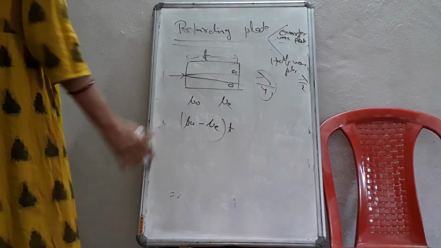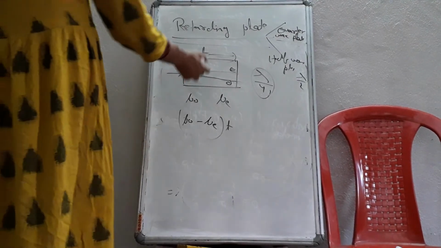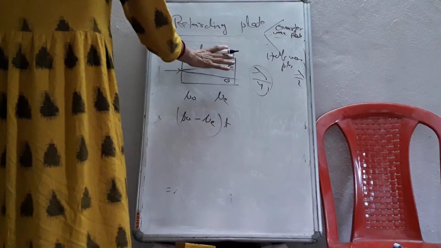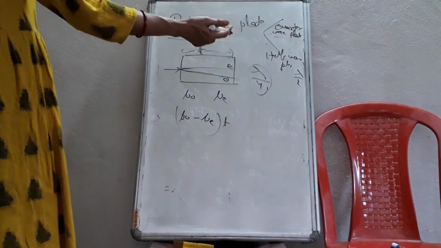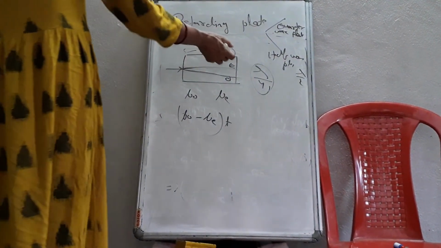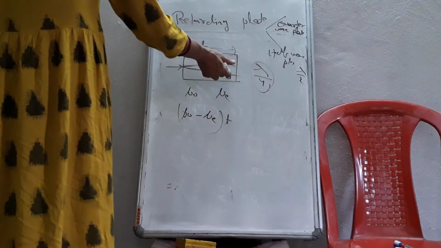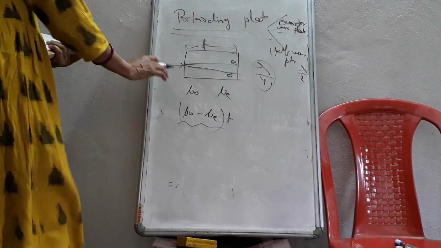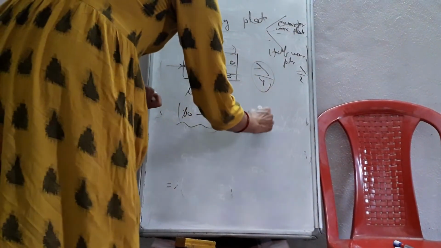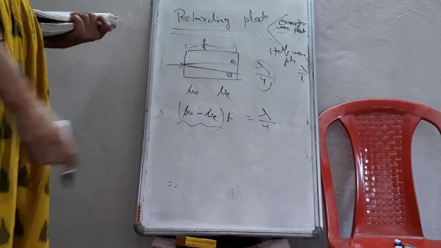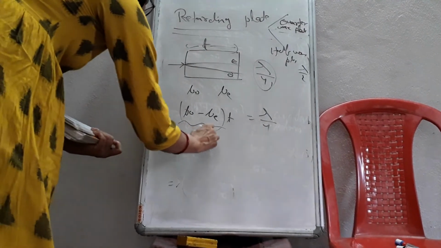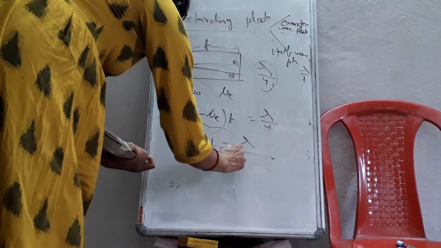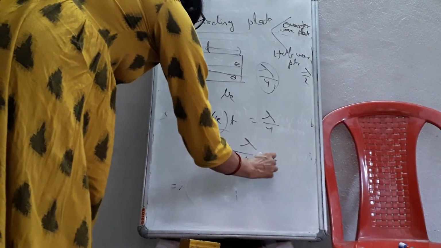Because in case of calcite, mu O is greater than mu E. So the extraordinary ray, how much will it cover? The actual distance is T. But the optical distance covered by the extraordinary ray is mu E into T, and the ordinary will cover mu O into T. So this is the path difference. The path difference should be equal to lambda by 4 for a quarter wave plate. That means the thickness of the plate should be T equals lambda by 4 into mu O minus mu E.